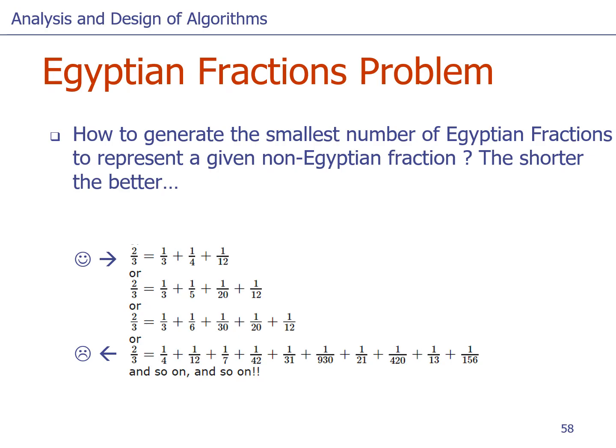So if you look at the number of ways we could write 2 over 3 from the previous slide, what we are trying to achieve is to come up with an algorithm using the greedy approach to find the first solution, which is 1 over 3 plus 1 over 4 plus 1 over 12, because this is the shortest way you can write 2 over 3. The longest way is obviously in the last line, and we don't want that. So we want a greedy approach that minimizes the number of Egyptian fractions that will add up to a given input.